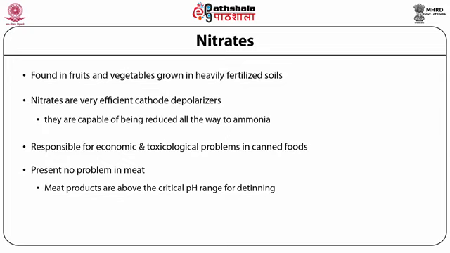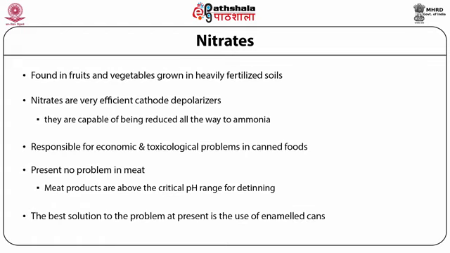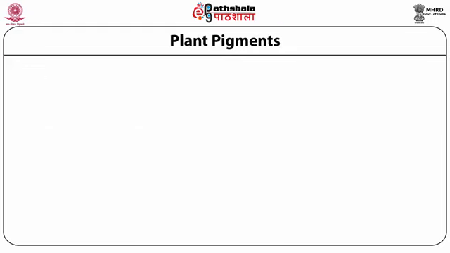It is also possible to avoid the use of waters with a high nitrate content for canning operations. A suggested maximum is 5 mg per liter nitrate. The best solution to the problem at present is the use of enamelled cans, although the development of corrosion inhibitors would offer an alternative solution. Now we will talk about certain plant pigments, and the first one is anthocyanin.